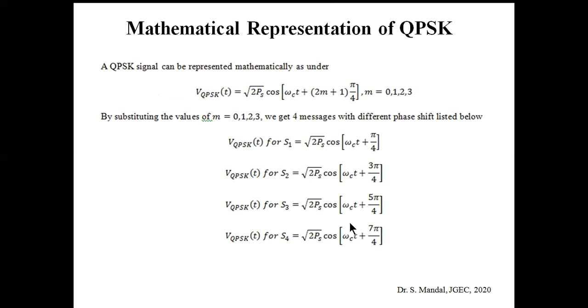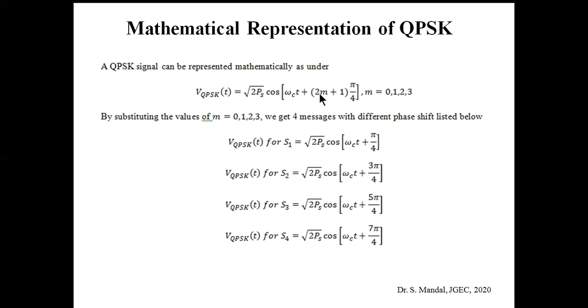Okay, now coming to the mathematical representation of QPSK, or you can call it pi by 4 QPSK. The QPSK signal can be represented mathematically using this equation. V_QPSK(t) can be represented by A cos(omega_c t plus (2m plus 1) pi by 4), where m equals 0, 1, 2, 3. And if we substitute P equal to A squared by 2, then obviously it can be written as root 2 Ps cos(omega_c t plus (2m plus 1) pi by 4).